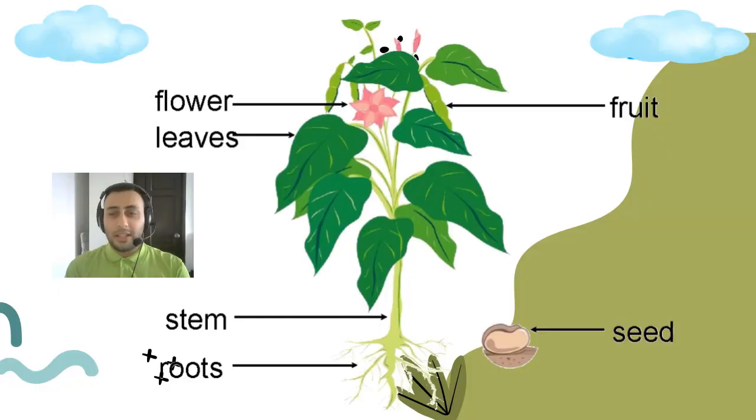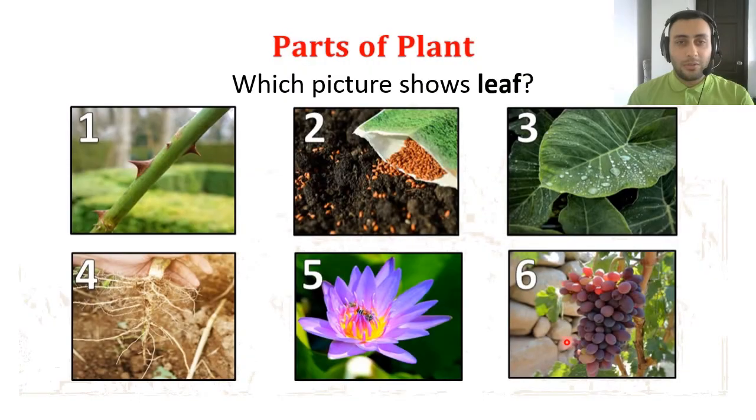So, let's review what a plant is. Flower, leaves, fruit, seed, stem, and roots. So these are different parts of a plant. Which picture shows leaf? I give you 5 seconds. That is correct. Picture number 3.